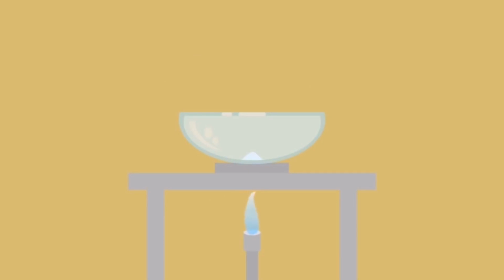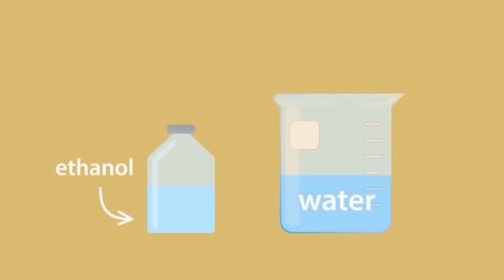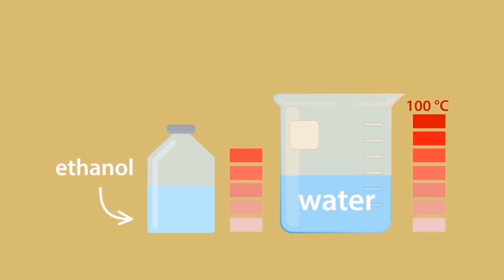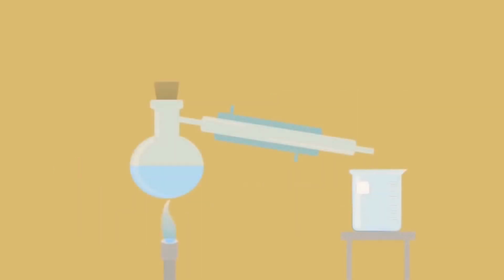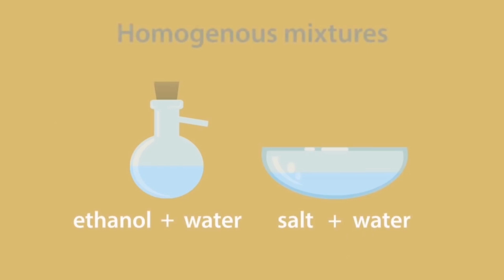The separation technique is known as evaporation. To separate ethanol from water, we must take into account the fact that these substances have very different boiling points. Water boils at 100 degrees Celsius, whereas ethanol boils at 78 degrees Celsius. This mixture can be separated by simple distillation. The lower boiling point component, in our case ethanol, will evaporate first. The ethanol vapor condenses as it passes through the condenser, and the distilled ethanol can then be collected in the receiving flask. The above mixtures are homogeneous mixtures.